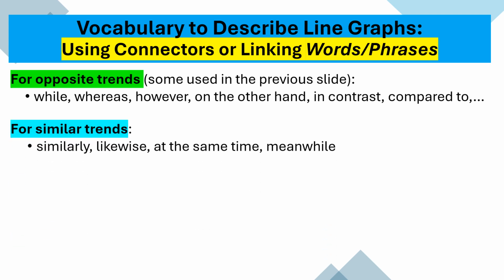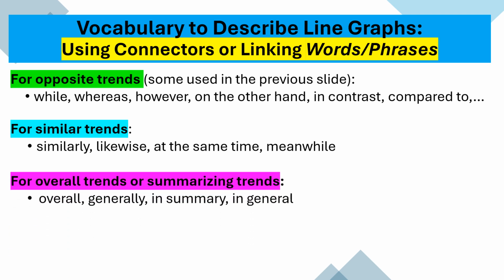Next, when two trends move in the same direction, we can use words like similarly and likewise to indicate that the trends follow a similar pattern. Additionally, phrases like at the same time and meanwhile help connect trends that occur simultaneously. When summarizing overall trends, we can use expressions like overall, generally, in summary, and in general to highlight key observations and provide a concise overview of the data.